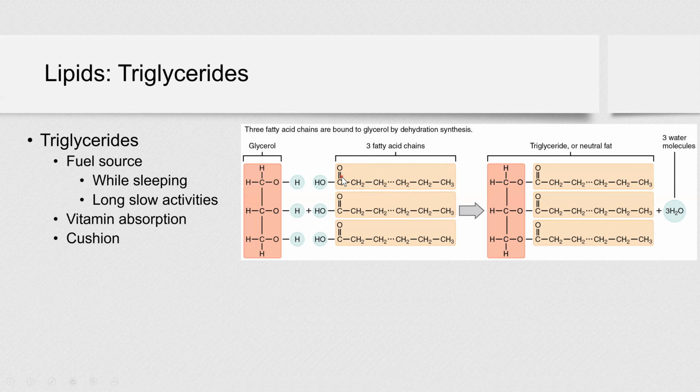But when these three fatty acids are attached to glycerol, water is removed. So you can see over here, that means it's dehydration synthesis. Then we have this neutral fat. So it's made of glycerol and three fatty acids. And that's what we call a simple fat. And this is what you store in your adipose tissue.